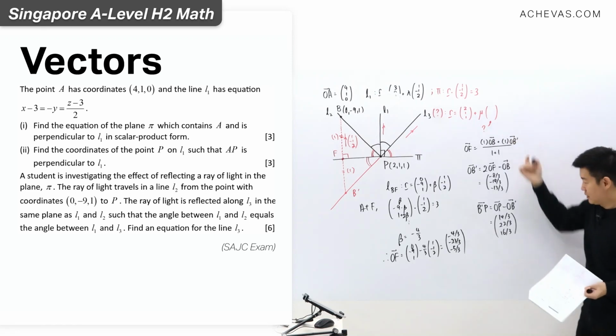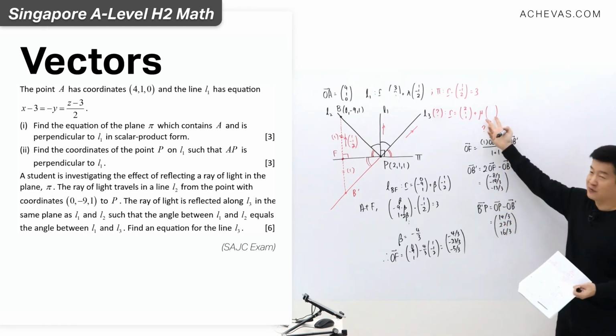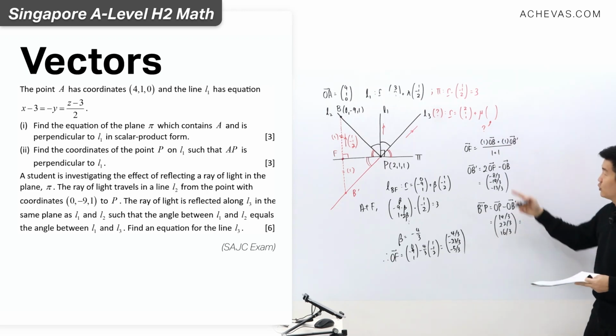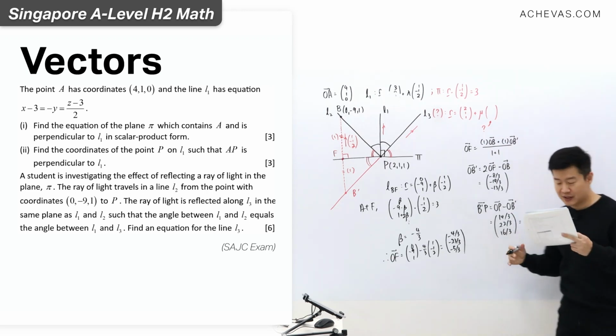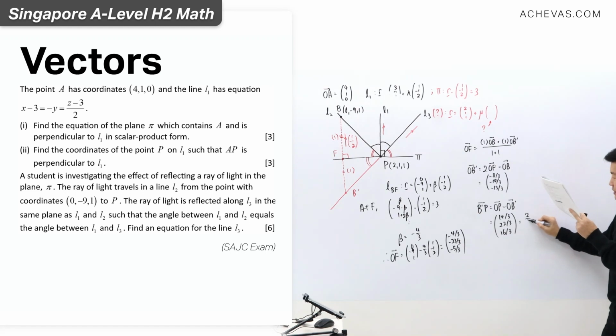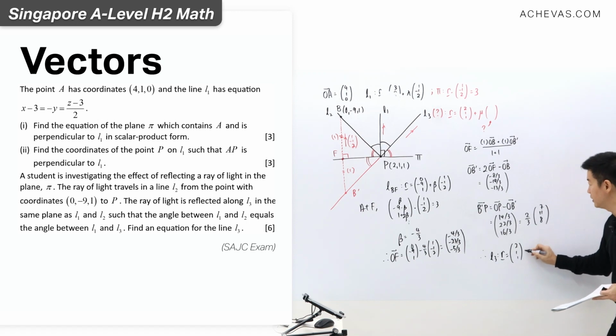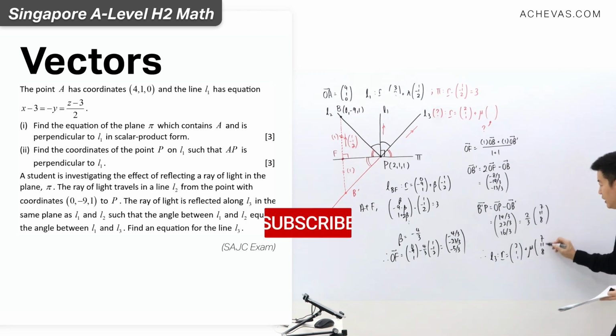This is the last part, so I'll probably just take this and fill in here. I don't want to waste too much time. But if you want to make sure that your solution looks a little bit more user-friendly, you can also consider factorizing out, let's say, 2 over 3 from here, which gives you (7, 11, 8). And then writing L3 as r equals (2, 1, 1) plus mu of (7, 11, 8).